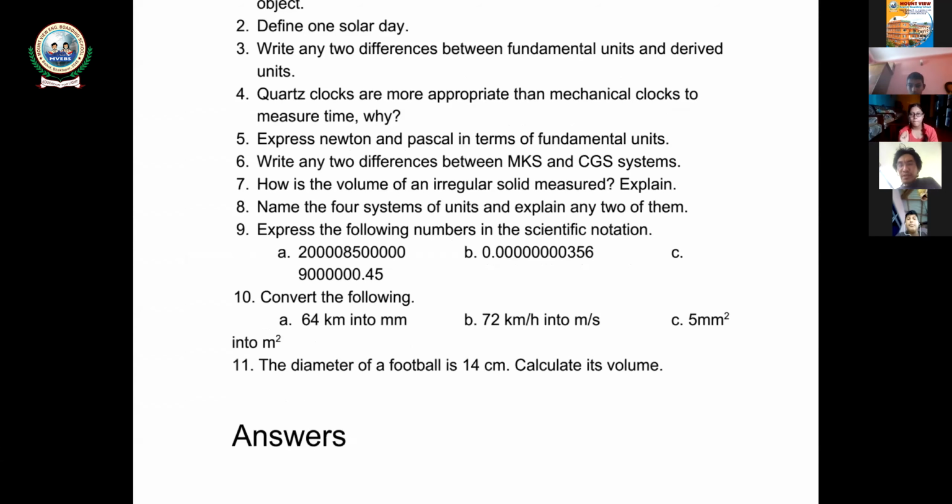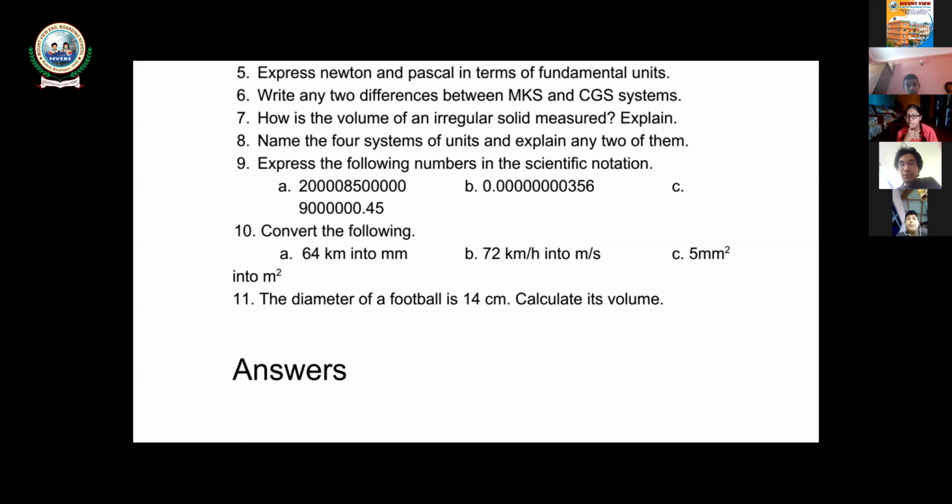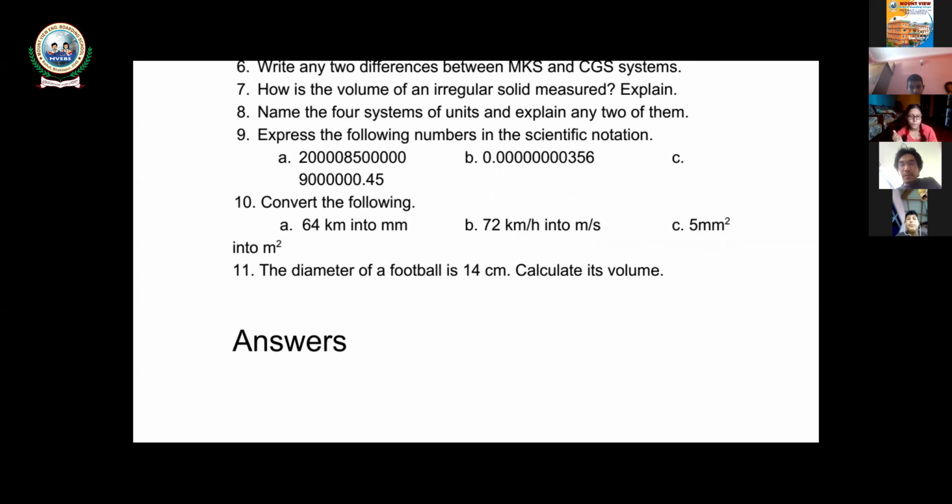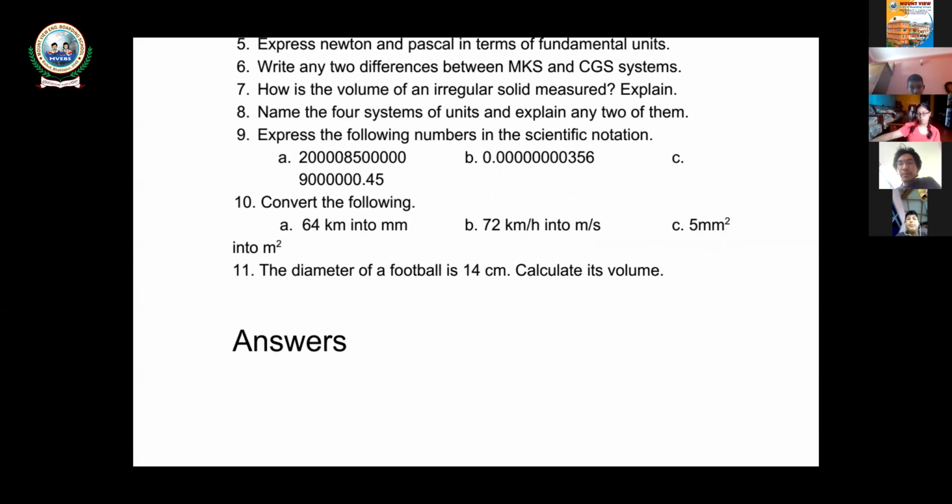You can see number 9a, there is a large number. So how to do it? I'll write on the same screen. The number is a very large number. You have 0, 40 after 2, then again 85, then at last you have 50. So how to convert this number into power of 10, into scientific notation? The answer will be like this.